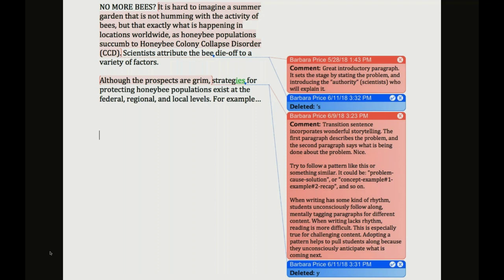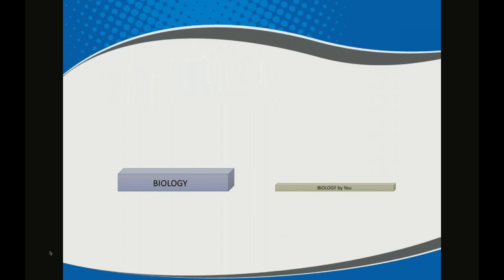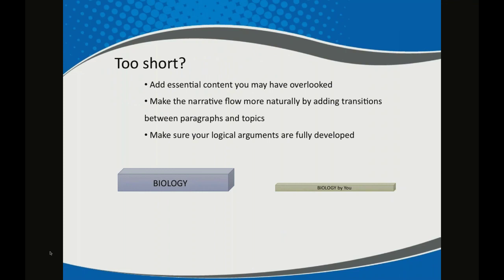Now we're going to circle back to the issue raised at the beginning of this presentation. What if your written work is too short? The process of revising your work is basically the same, only this time you flesh out your work by identifying critical content that you may have overlooked, adding transitions between paragraphs and topics so that your narrative flows smoothly and logically, and making sure your logical arguments are fully developed. If you are still not sure why your chapter or narrative is so short, don't hesitate to check out the competition and figure out what they have that you don't.